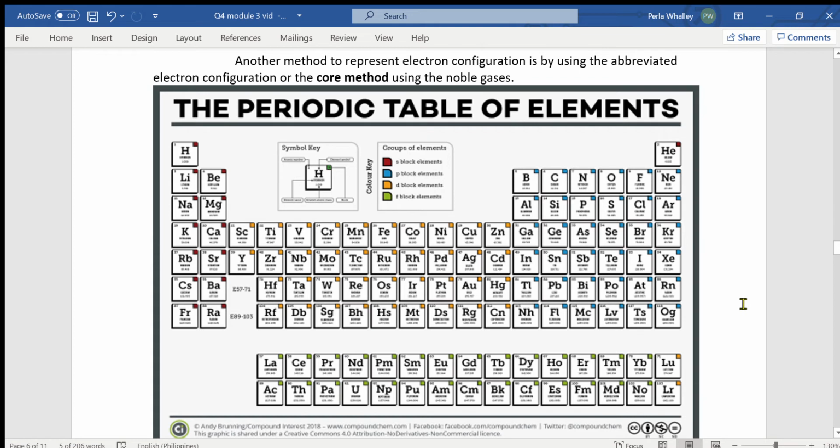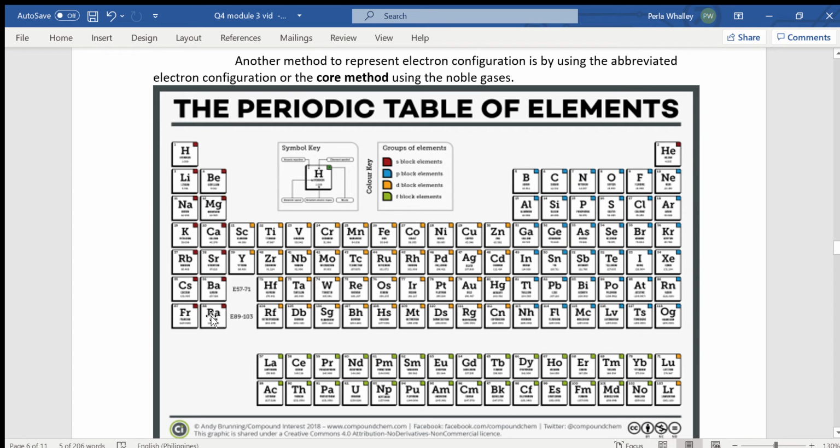We need the periodic table to help us with another method to represent electron configuration, by using abbreviated electron configuration, or the core method using the noble gases. The periodic table is divided into periods and groups. Periods go from left to right, that is rows, and groups go from top to bottom, or columns.